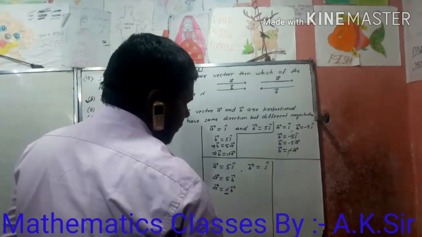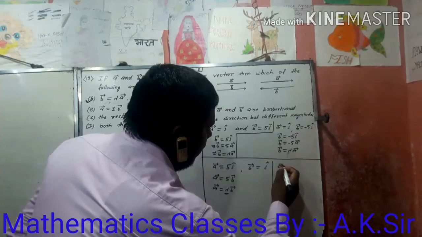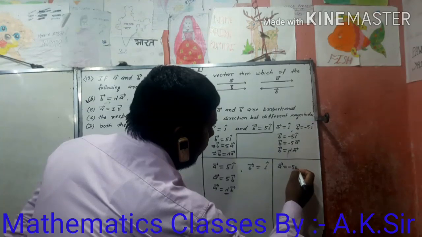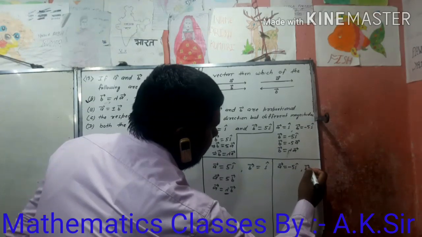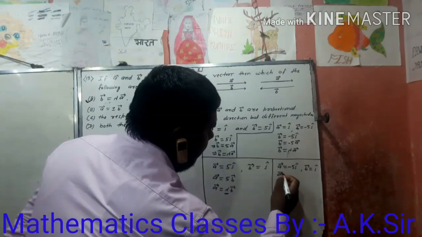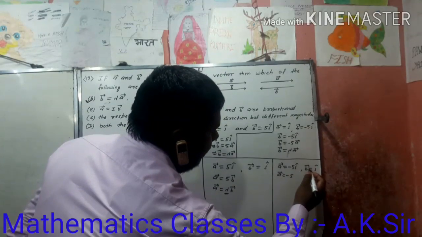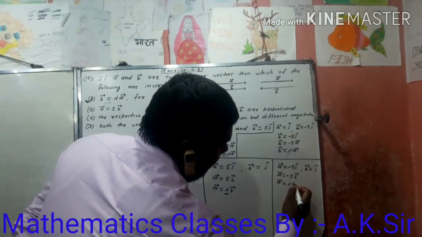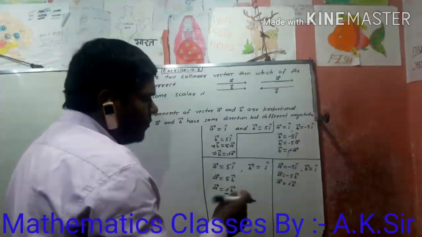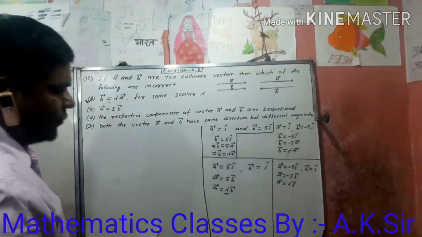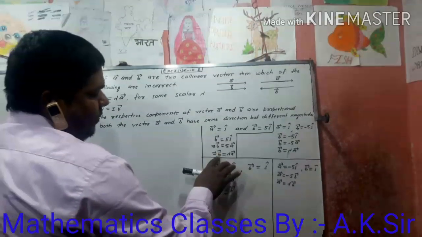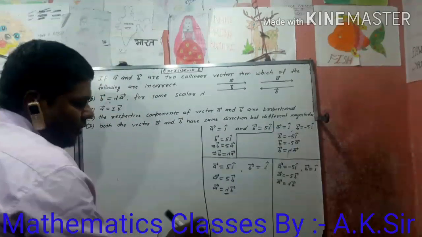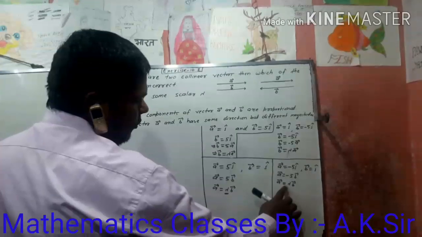We can take another example. A vector is equal to minus 5 I cap, B vector is equal to I cap. A vector is equal to minus 5 I cap, which is equal to minus 5 times B vector. A vector is equal to lambda B vector. It means B vector is equal to lambda A vector, and A vector is equal to lambda B vector.